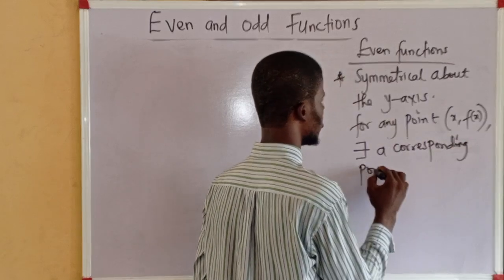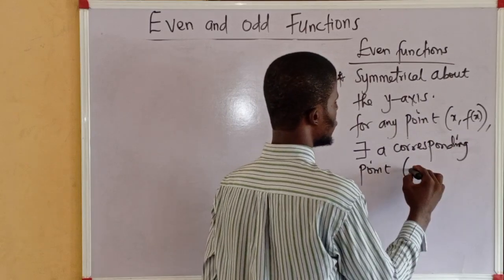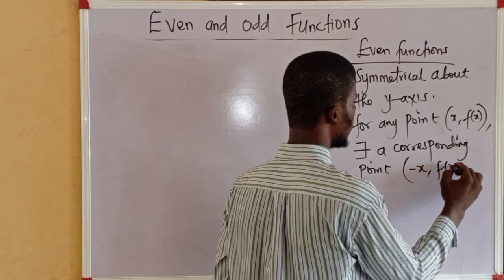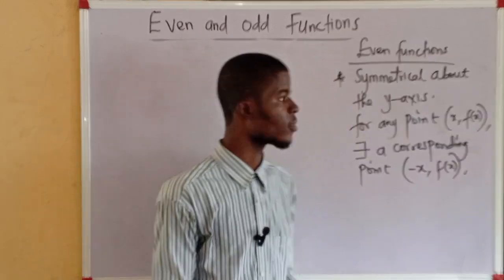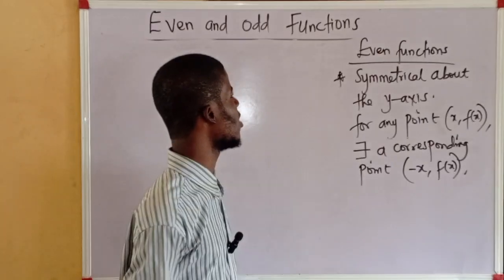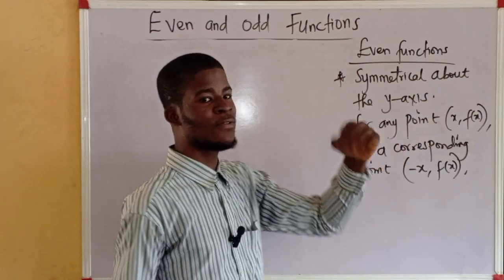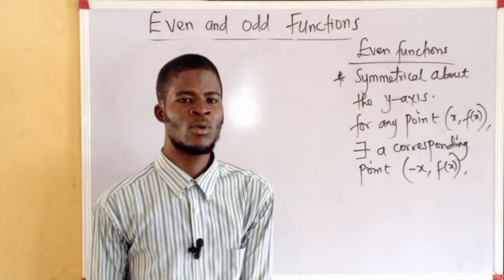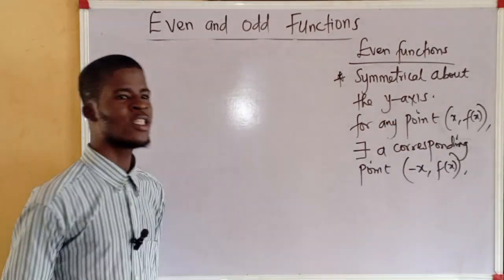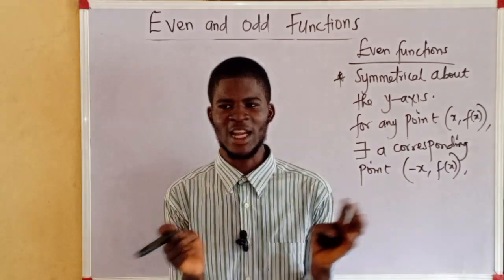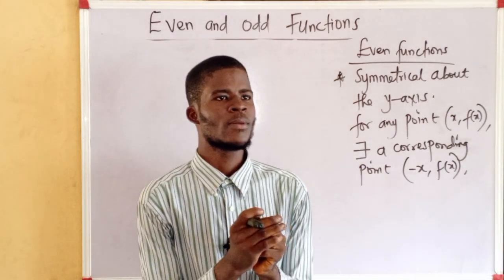Corresponding point minus x comma f of x. That is the point. So the first thing is that the graph of an even function is symmetrical about the y-axis. What does that mean? What it means is, let me describe it this way, symmetrical.